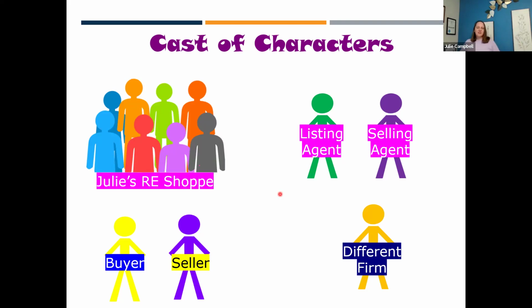One of you may get to be the listing agent. One of you may get to be the selling agent. We've got buyers and sellers we're working with. And then, of course, it's not just us. There are other firms out there. So we're going to walk through these different agency relationships, with us being the firm, Julie's Real Estate Shop. We're going to talk about how these look and, more importantly, the duties and obligations owed to the buyer and the seller in each.